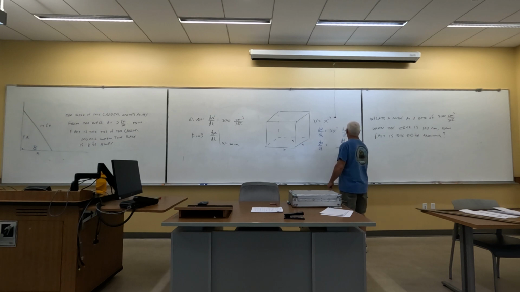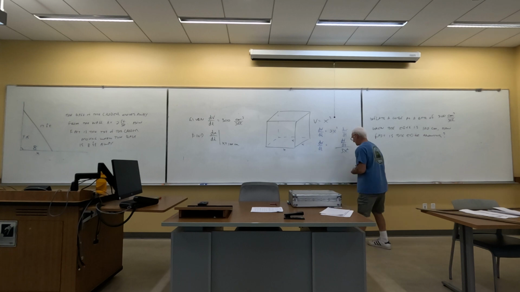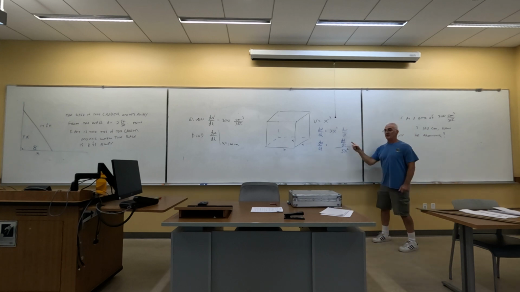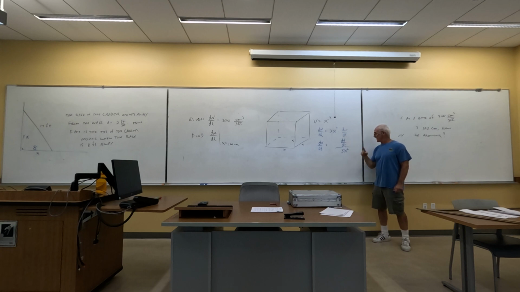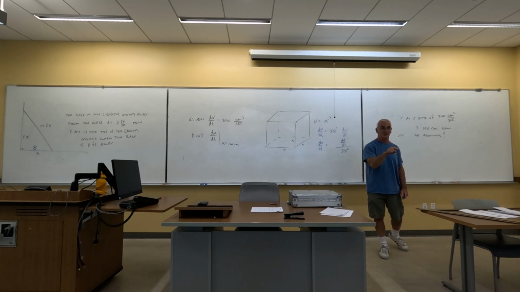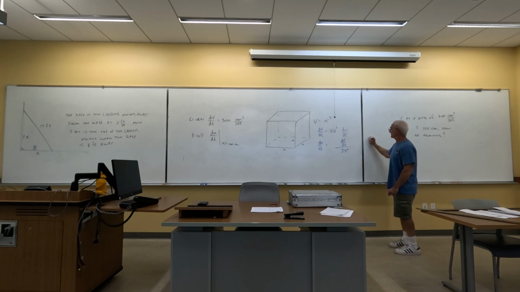Divided by 3x squared. Okay, now stop for a moment. This would be true no matter what dv dt was. This would be true no matter what value of x I gave you. This is the relationship. This is true for any situation. I want the very specific situation where x is 100. So now I'll say, what is dx dt when x is 100?